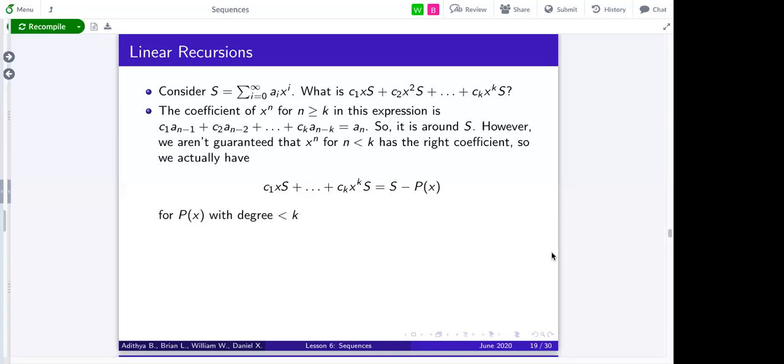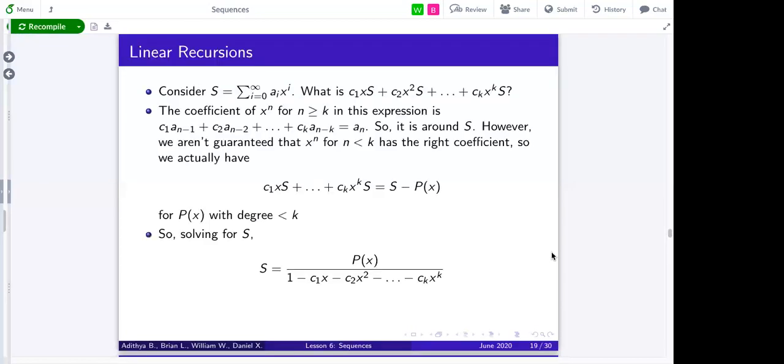So basically, if the coefficient of x squared in this expression was off by 2, then p of x would have the term 2x squared in it to correct it into what it's supposed to be, namely a sub 2. So p of x is sort of a correction polynomial. But now we have an equation with p of x in S, so we can solve for S.